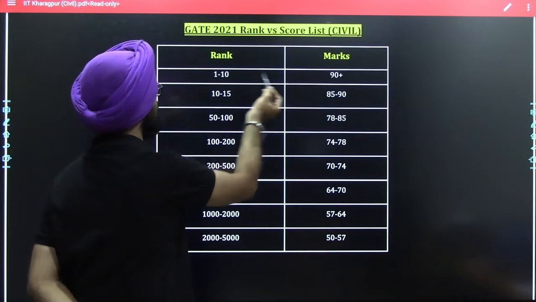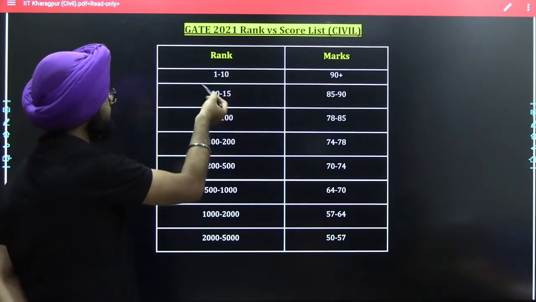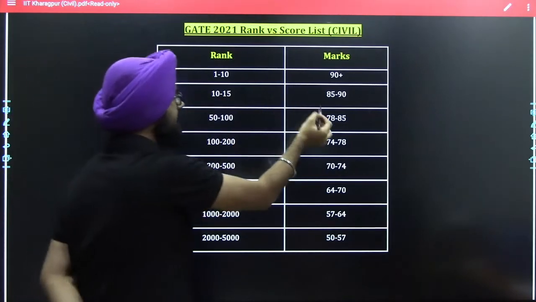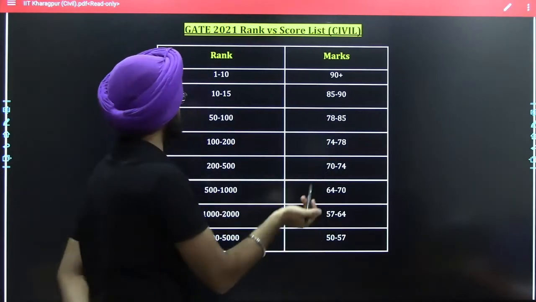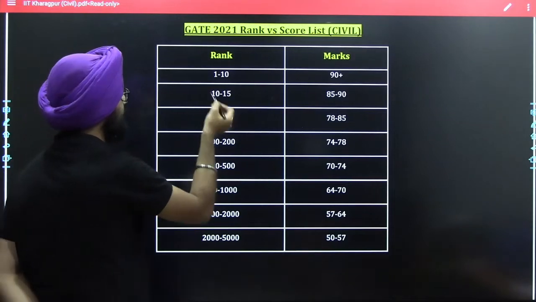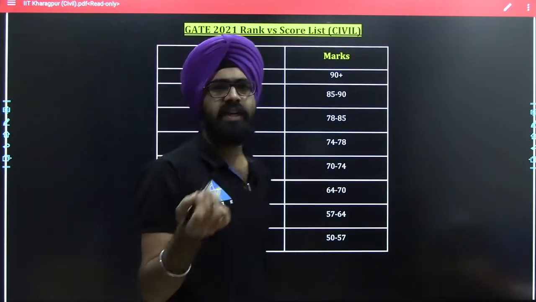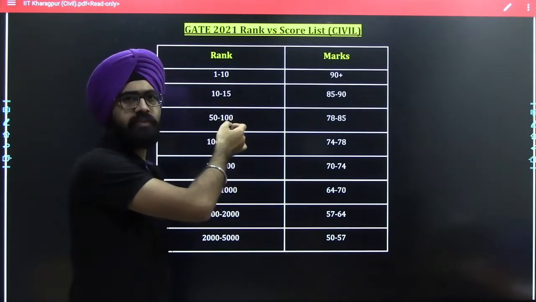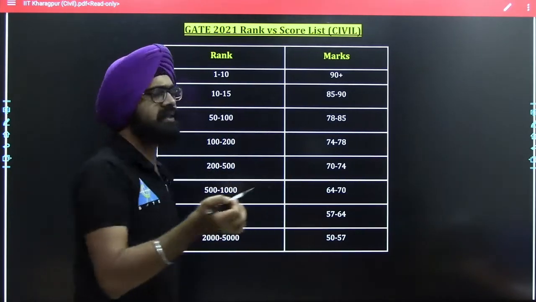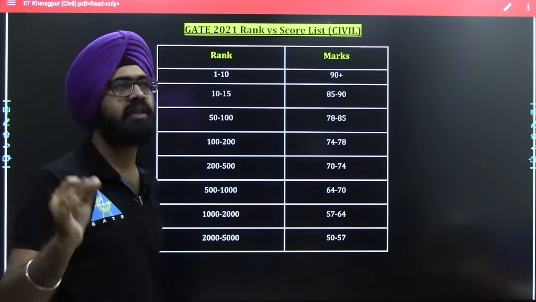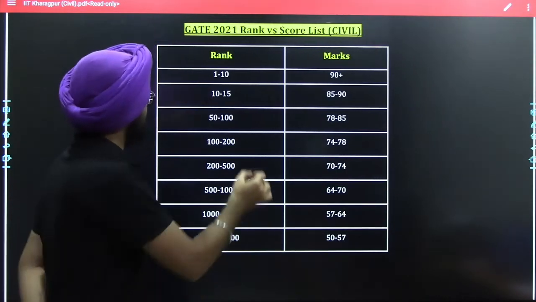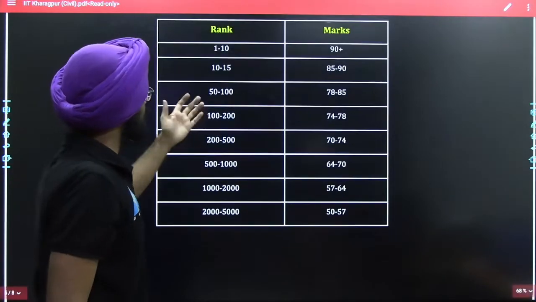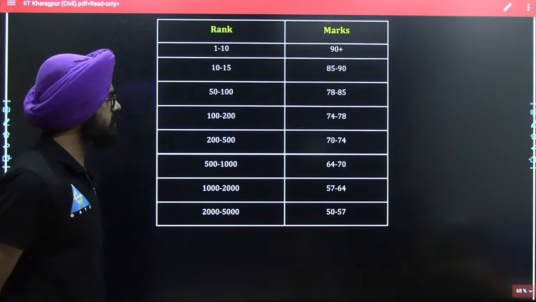For 90 plus marks, the rank is between 1 to 10. For 85 to 90 marks, the rank is 10 to 15. For 78 to 85 marks, you can expect a rank between 50 to 100. This year also, a student with 84 marks has a rank in this range only, and a student who has got 80 marks also has a rank in this category. This is just for your knowledge. You can see this table.